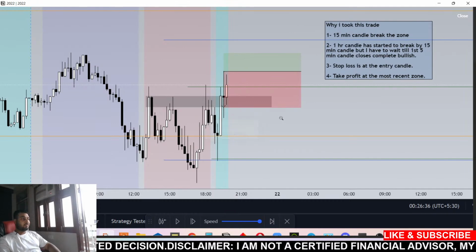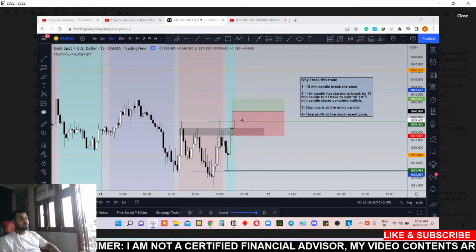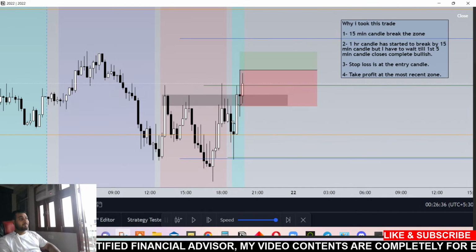These were false breakout trades, I would say. I could have waited for one more candle to break this zone and then break this zone, and then I should have taken this. But if you look at this 15-minute candle, it has already broken this zone, almost broke this zone, all these candles, and it gave a nice close to the upside.